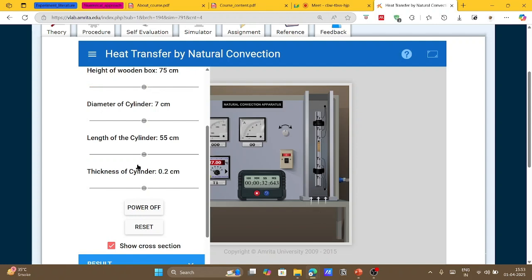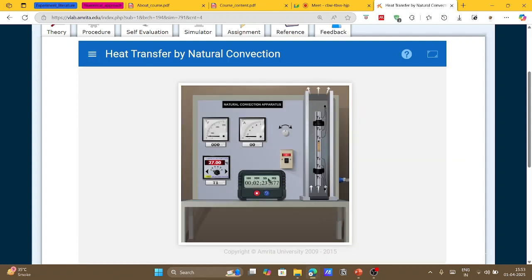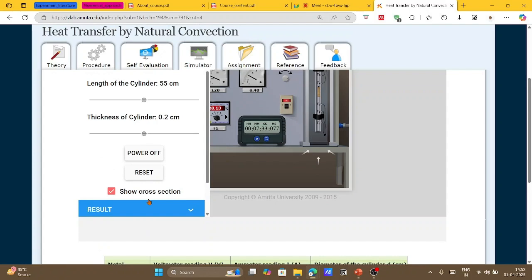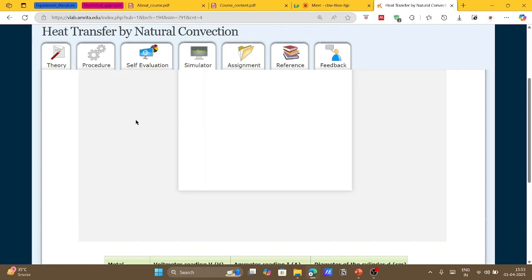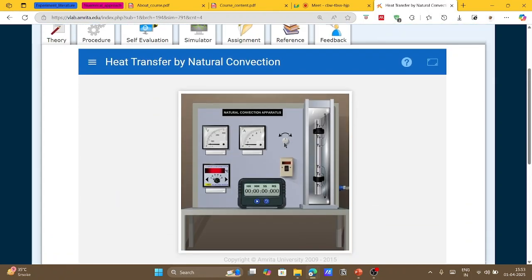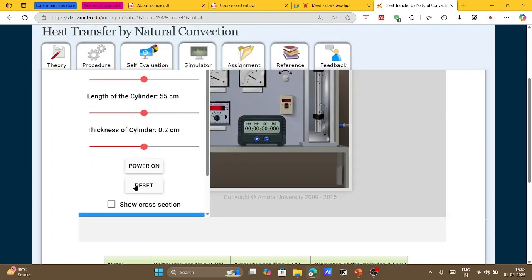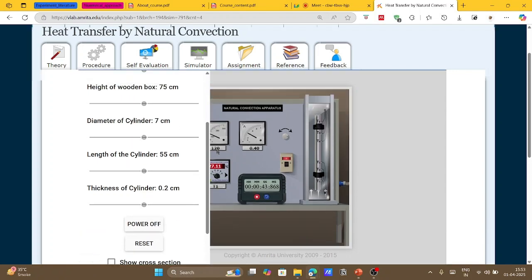As you power on, you can see the experiment has started. Now we have to wait. Sorry, one thing I forgot. I haven't changed the heater temperature. We haven't turned on the heater. This knob, if you rotate it, will turn on the heater. So let's reset again, turn on the heater to some higher value, and power on the experiment.